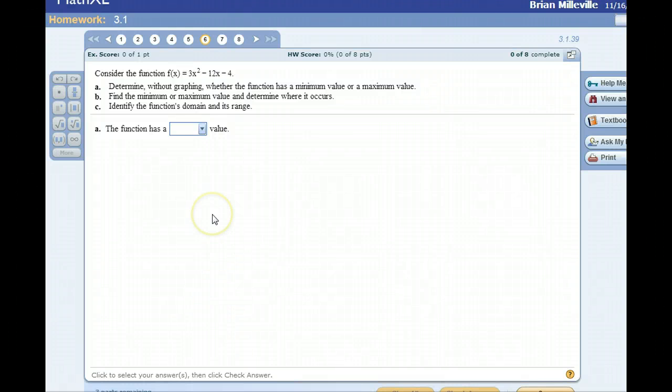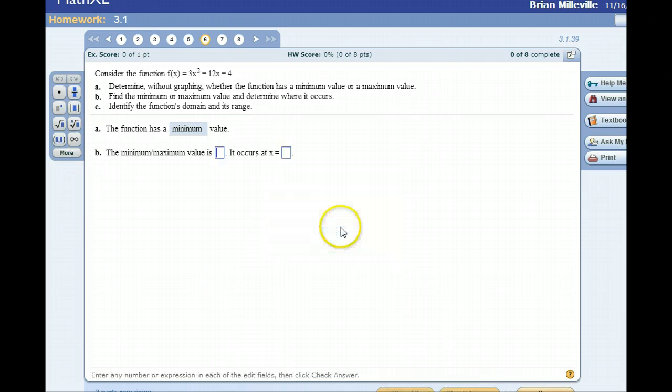I'm going to work out one example from section 3.1 on quadratic functions. So we want to answer these questions. Given this quadratic function 3x squared minus 12x minus 4, does this function have a minimum or a maximum value? You want to look at the leading coefficient of x squared. It's positive, so the parabola opens upward, so it has a minimum value. Okay, and that's our answer.